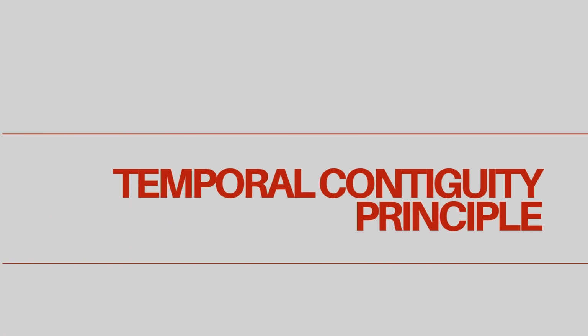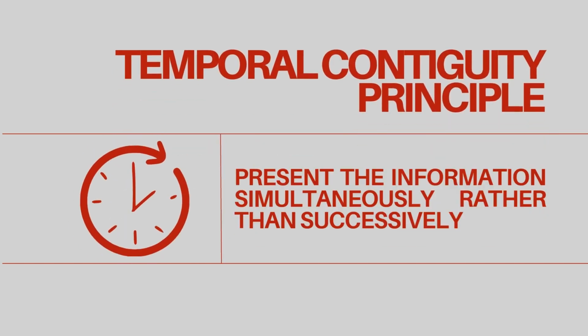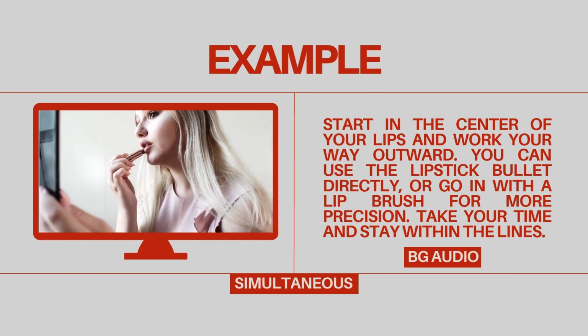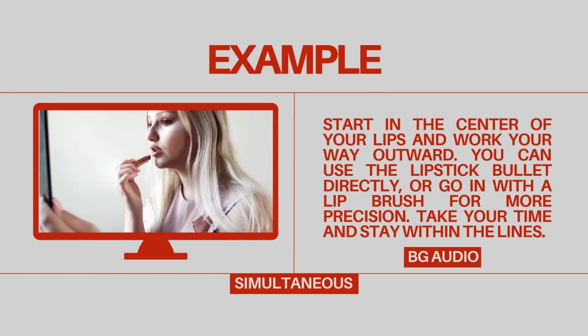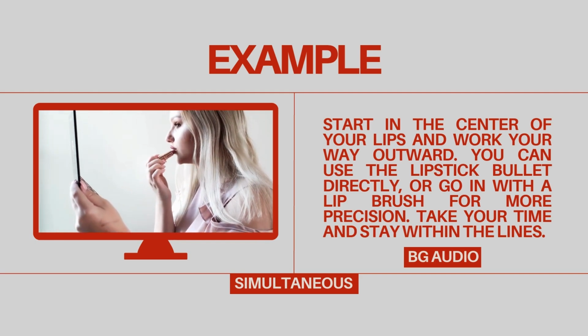The last principle in this section is the Temporal Contiguity Principle. This states that we must present visuals and narration simultaneously. Learners retain information better when they don't have to remember one element while waiting for the next. Example: a makeup tutorial explains each step while demonstrating it on screen, not showing the video first then narrating later.